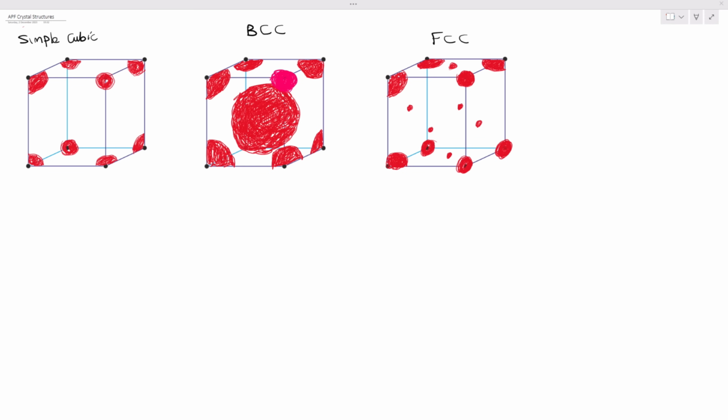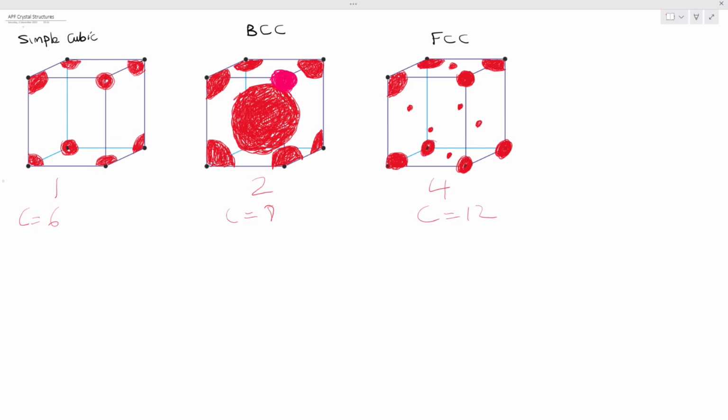This video will be calculating the atomic packing factor for simple cubic, BCC, and FCC. Remember in our previous video, I calculated the number of atoms. We have 1 atom, we have 2 atoms, and we have 4 atoms. Then for the coordination number, we have 6, we have 8, and we have 12.